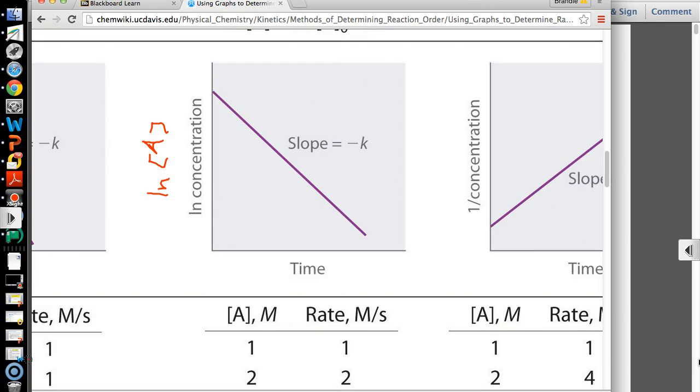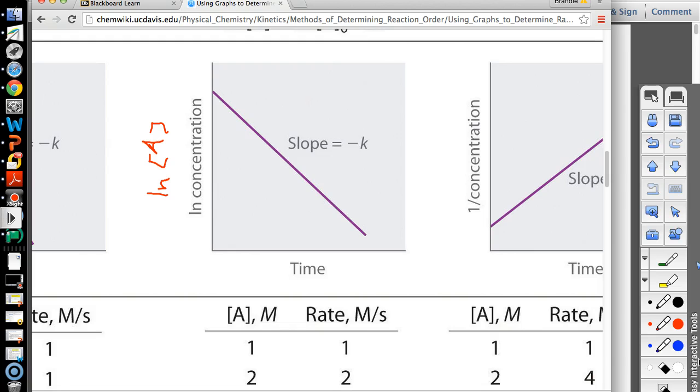So, if you're given a graph and it has the natural log of molarity in brackets and it's a straight line, it's first order. This is also about to come in handy when you look at those formulas that aren't identified on your paper. Okay, so that's first order.